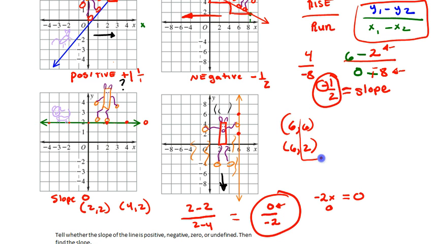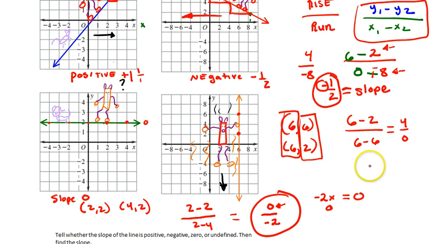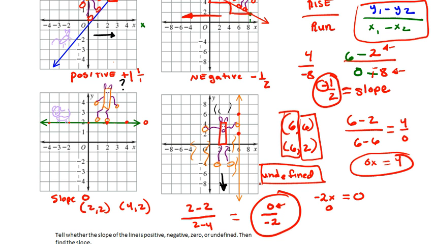Let's use the same rule. We're going to find the difference between my y coordinates, so 6 minus 2, over the difference of my x coordinates, 6 minus 6. Right? This will give me 4 over 0. Now what times 0 gives me 4? Well, there is no solution to this. So this is what we call an undefined slope. So we call this slope undefined.